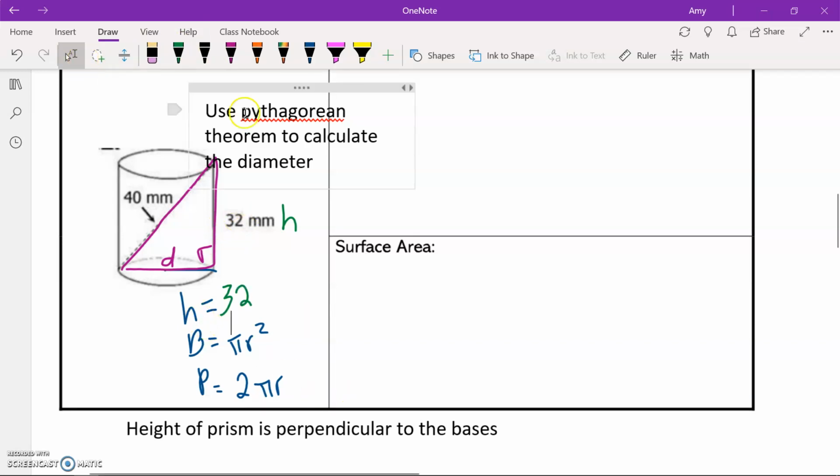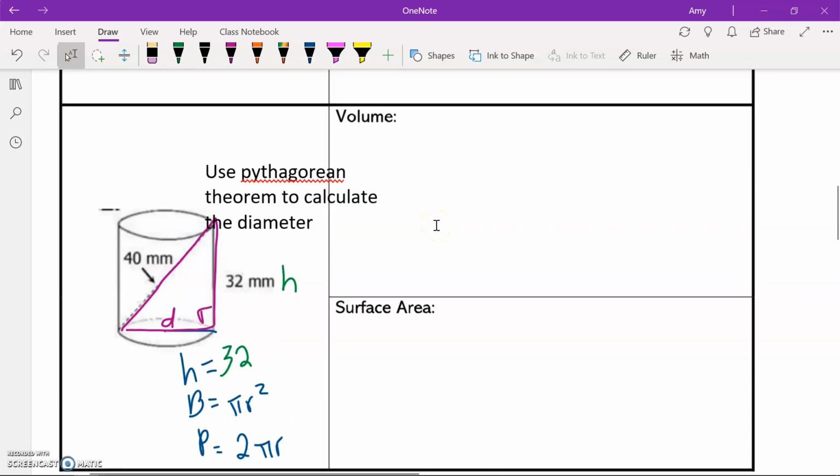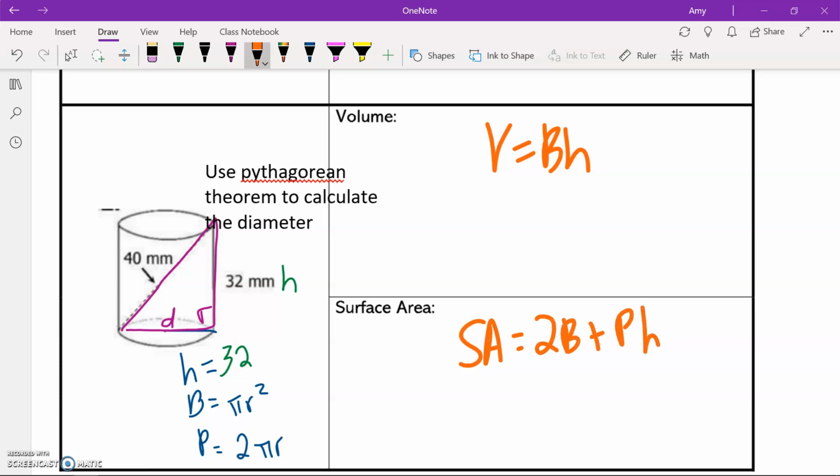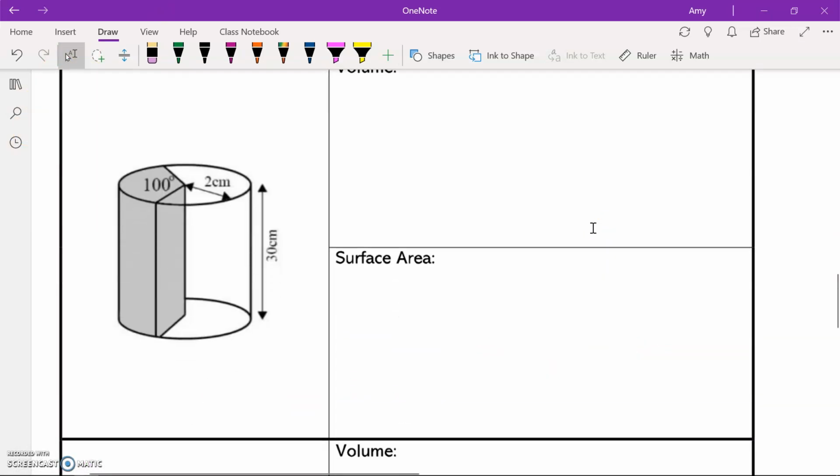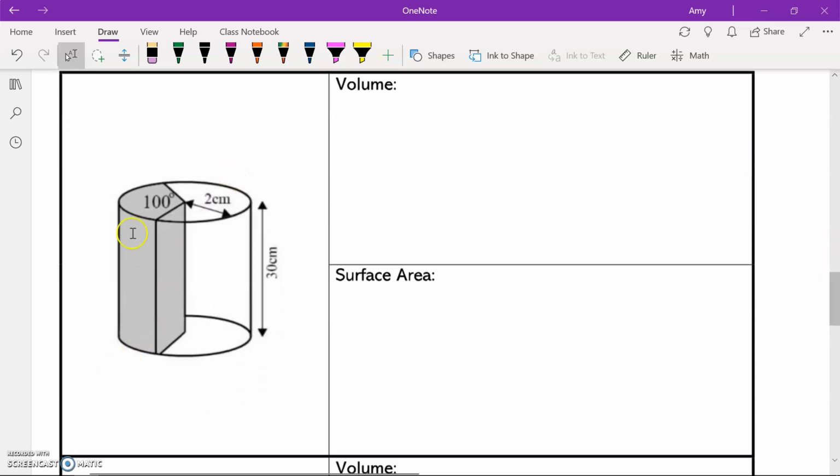And once you have your diameter, you can substitute it into these formulas and calculate your volume and surface area. Remember, volume is BH and surface area is 2B plus pH. For our next problem, we have another cylinder, but you notice that part of it is shaded. So you are going to calculate the volume of the shaded region. And so our formulas are still going to be the same.